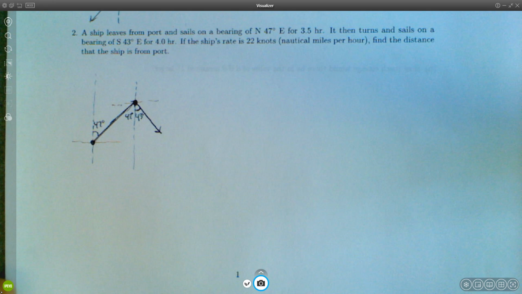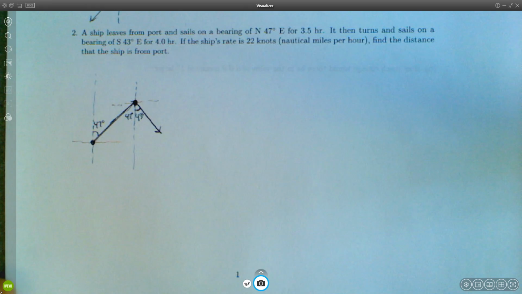It's kind of nice, and it might be useful for us because we're asked to find the distance that the ship is from the port, wherever it ends up. I'm not exactly sure where, but we want to find the distance from here to here. This is the distance that we're being asked to find, and we know that this is a 90-degree angle. So this is a right triangle, and the distance that we're being asked to find is the hypotenuse of that right triangle.